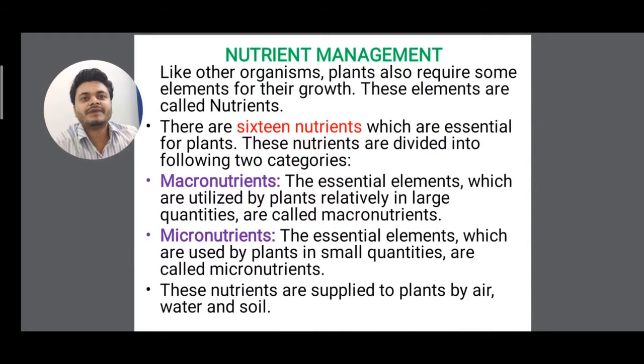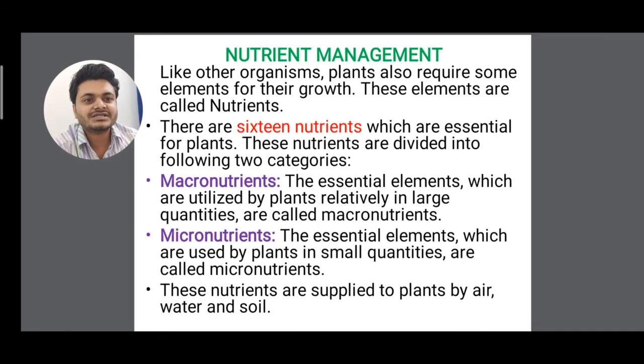Under nutrient management, like other organisms, plants also require some elements for their growth. These elements are called nutrients. Clear? There are a total of 16 nutrients which are essential for plants. The nutrients can be divided into two categories: macronutrients and micronutrients. Macronutrients are those nutrients that are required by the plant in larger amounts. And micronutrients are those nutrients that are required by the plant in smaller amounts.